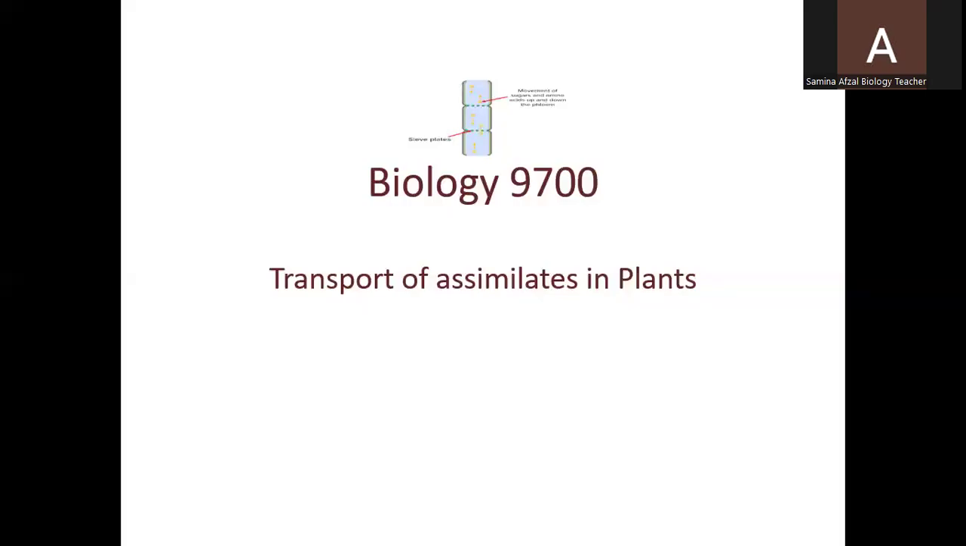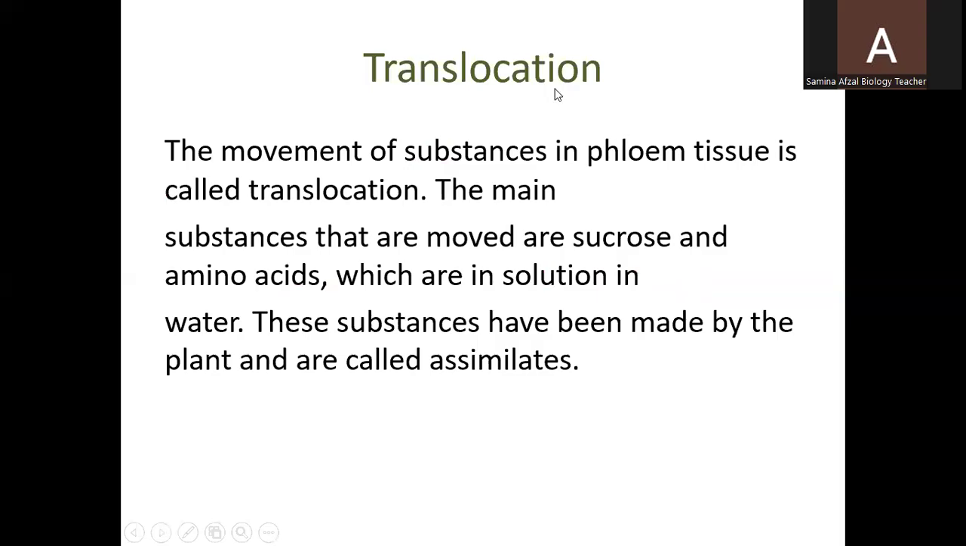Biology 9700, and the topic is transport of assimilates in plants, or translocation. The movement of substances in phloem tissue is called translocation. The main substances that are moved are sucrose and amino acids, which are in solution in water. These substances have been made by the plants and are called assimilates.